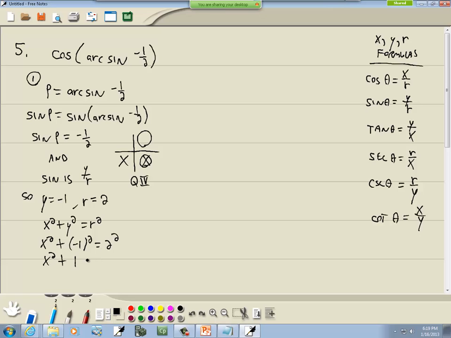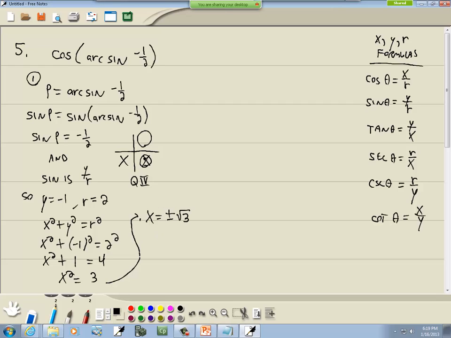Negative 1 squared is 1. 2 squared is 4. Take the 1 over and we get x squared is equal to 3. Drop our squared and put a plus or minus square root around the other side. Square root property from college algebra.